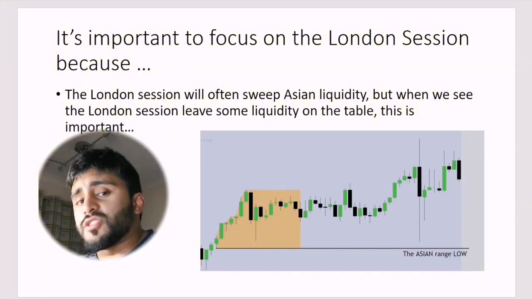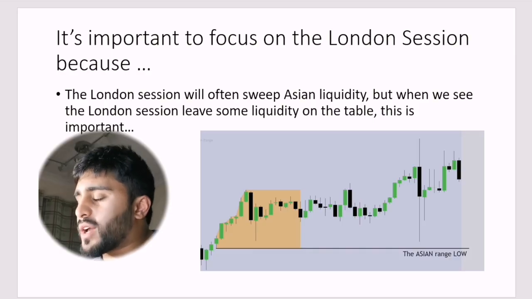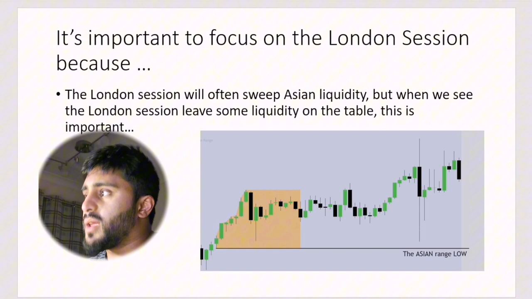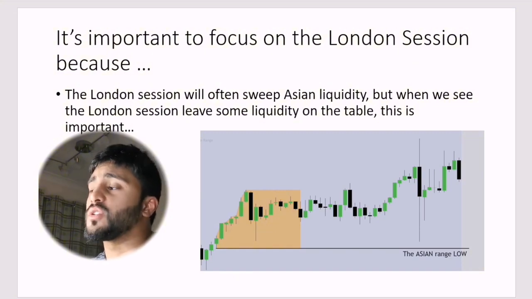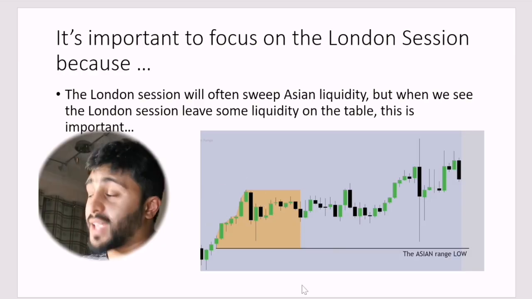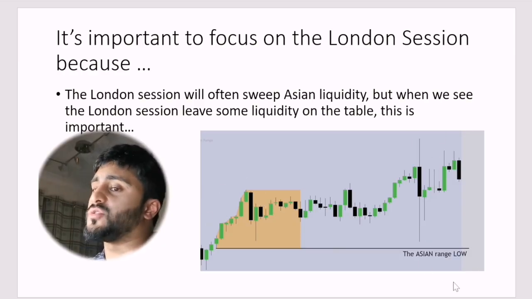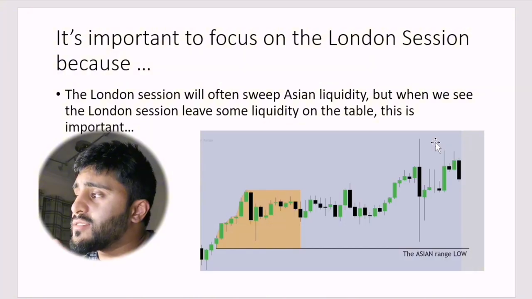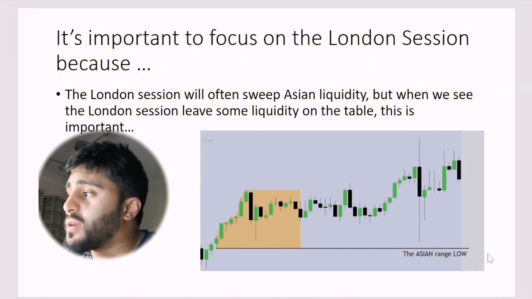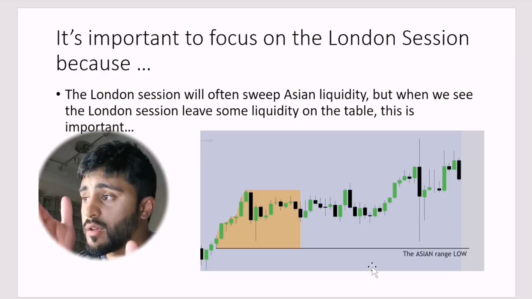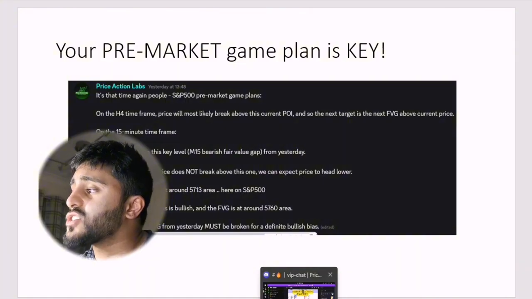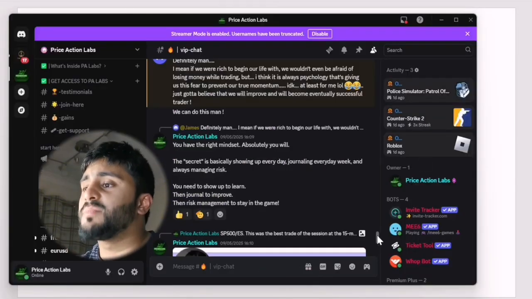So why is the London session so important? Why do you as a New York trader need the London session? The London session will often sweep liquidity, but sometimes it leaves some Asian liquidity on the table, and this is important. Later in the case study, we're going to go over how you can use this. Basically, the London session doesn't actually sweep the Asian low, and neither does the hour before the New York session, before 9:30 a.m. Eastern. We see an aggressive wick, but the Asian low has remained intact. This is basically a target.